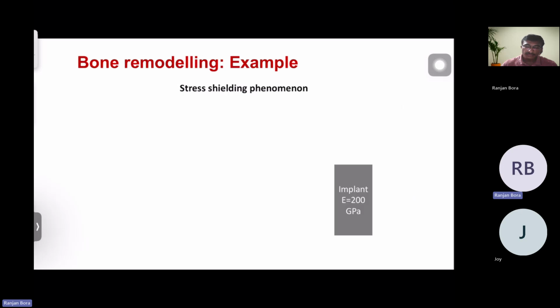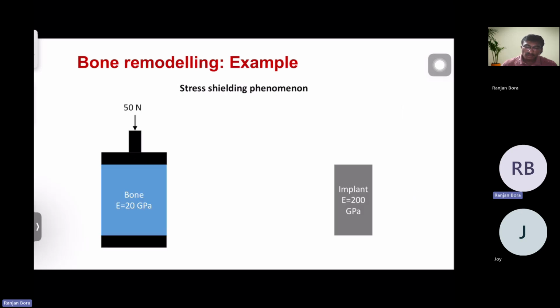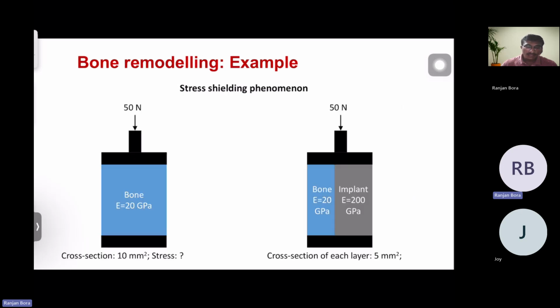Okay, so now we'll see two examples of stress shielding. Like we have seen why the stress shielding happens, but we can also see what the consequences of placing an implant in the bone are, like what happens to the load carrying capacity of the bone. So load carrying capacity and stress carrying capacity.